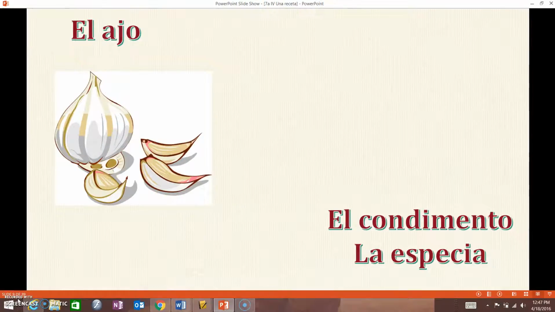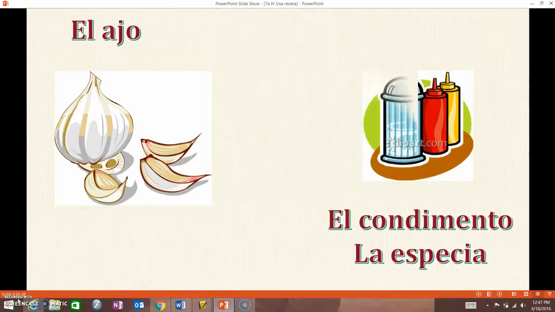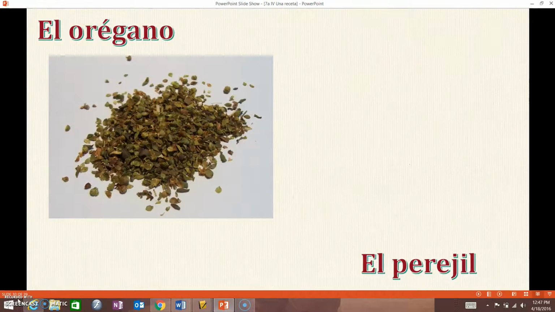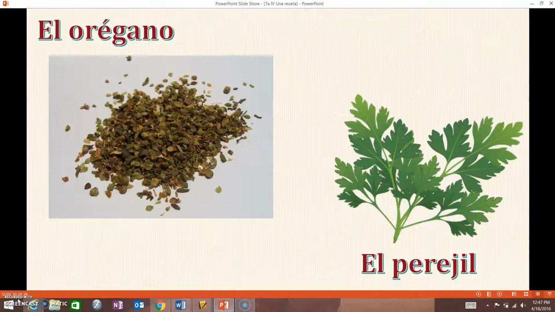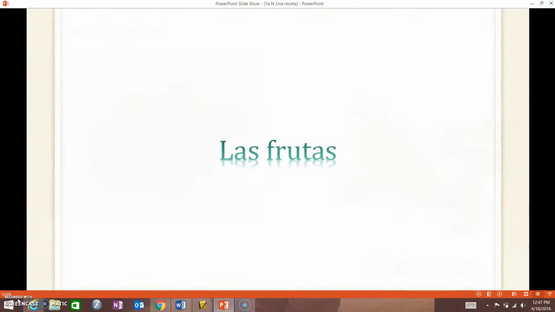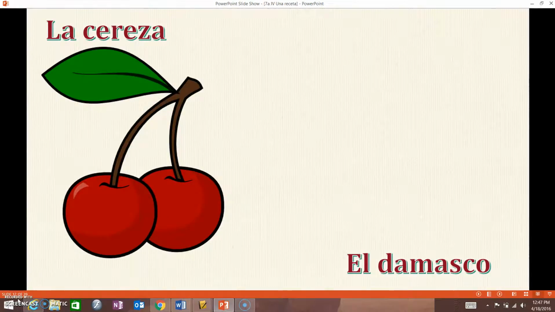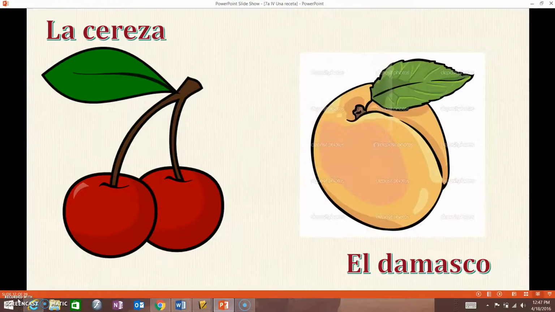El ajo is garlic. Y el condimento o la especia, condiment or spice, para mí es especia, spice, como el oregano y el perejil, parsley. Las frutas. Tenemos la cereza y es una fruta roja, cherry. El damasco es como un durazno, pero es más pequeño, an apricot.